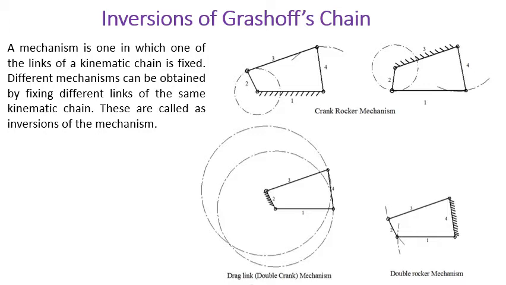So in simple terms, inversion is nothing but what? Any one link of the kinematic chain fixed at a particular time. Okay. So by fixing different links of the same kinematic chain, we obtain different types of mechanisms. So that is nothing but an inversion.